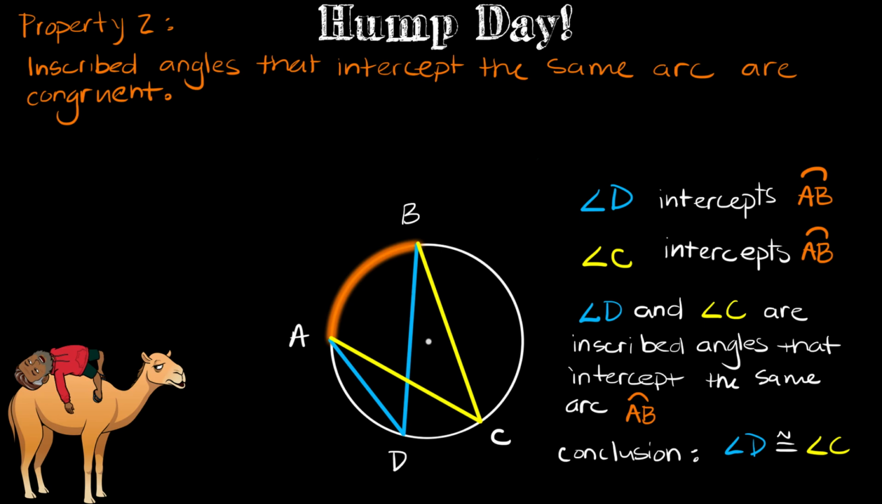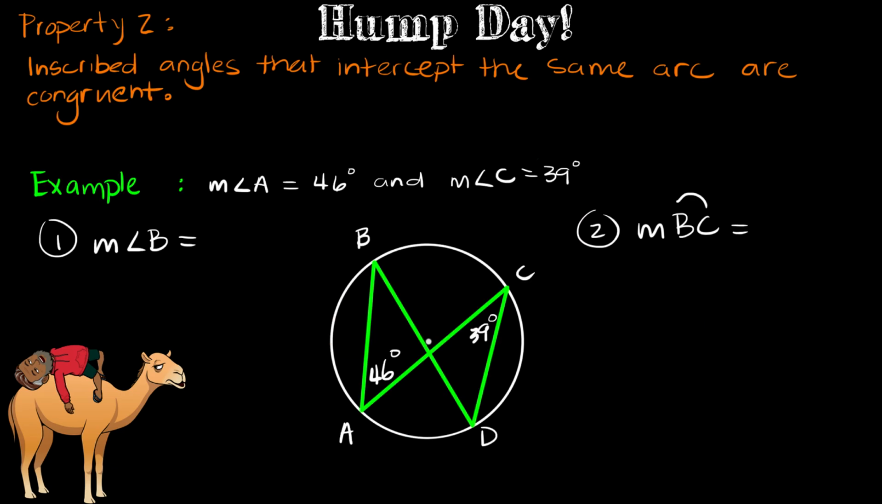And this is what our second property says. Our second property essentially says that if two inscribed angles have the same exact intercepted arc, then those two inscribed angles must be congruent to each other. So as long as two inscribed angles have the same intercepted arc, we will know that those two angles are congruent. All right, let's try to put this property in motion with our last example.